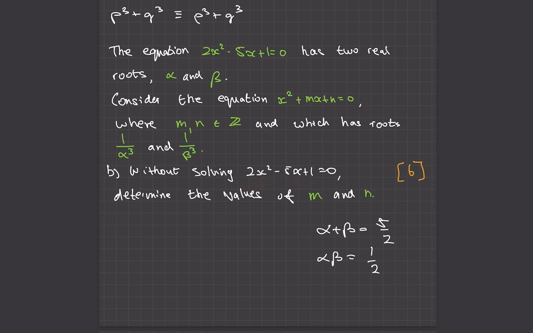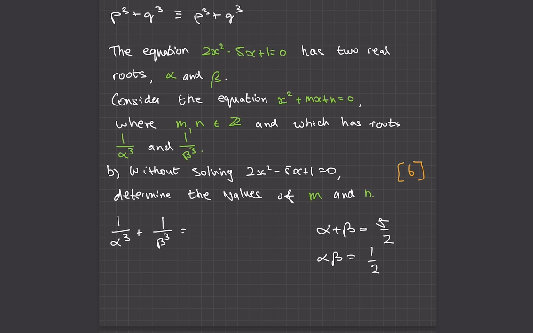Because alpha and beta are just the two different values of x that satisfy this, we aren't allowed to do that. So what else do we know? Well, we know that the sum of the roots for the second equation, in terms of m and n, is 1 over alpha cubed plus 1 over beta cubed. By the way, these formulas are all in your formula booklet, Topic 2 functions, HL only.